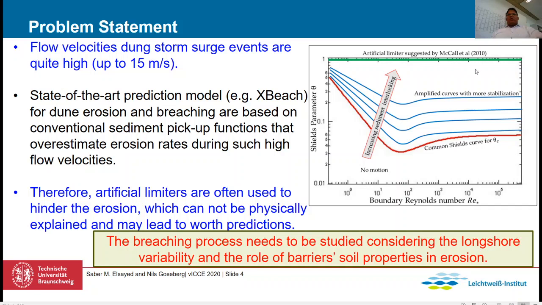during high flow velocities. One of them is to use an artificial limiter by limiting the active shield parameter at 1, and this limiter was suggested by McCall 2010. The second, which was suggested by me, is to increase the critical shield parameter using an amplification factor until the predicted erosion volumes fit with observed volumes. So the breaching process based on that needs to be studied considering the longshore variability and the role of barrier soil properties in erosion.